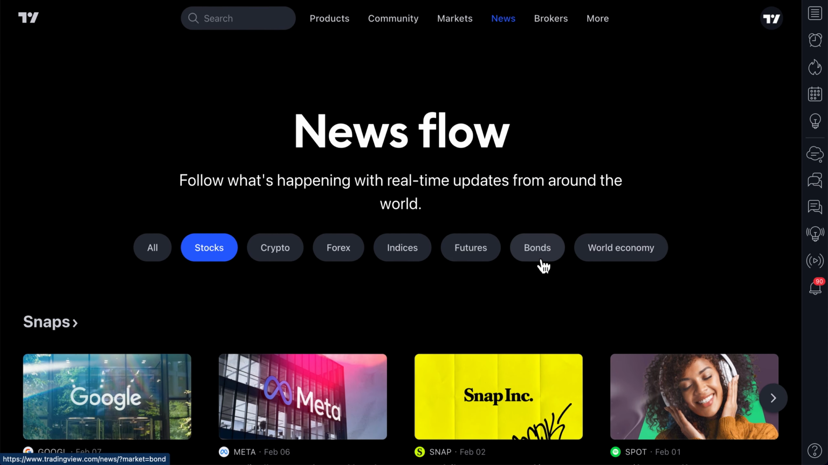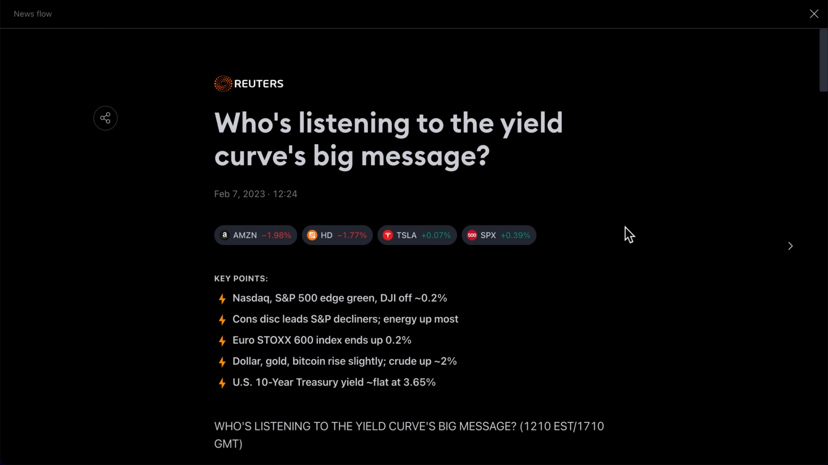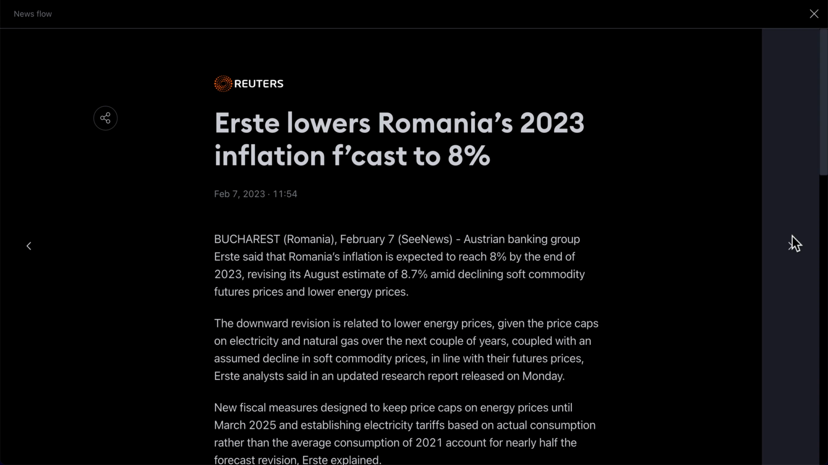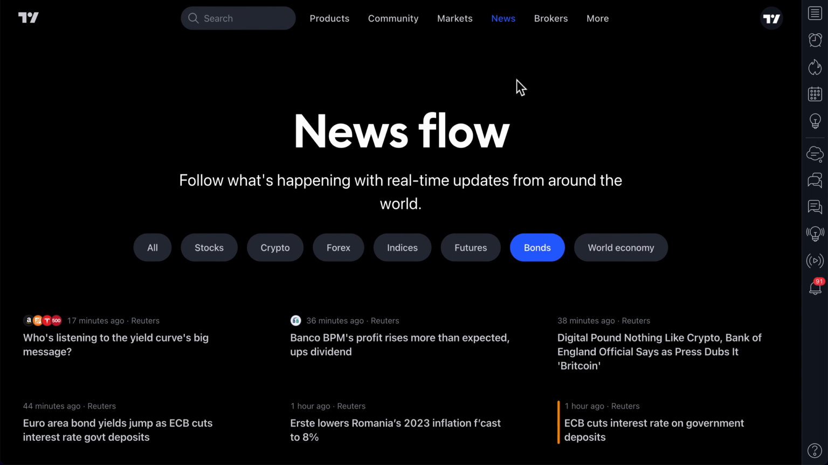So you could do the same thing for bonds. If you were a bond investor, go ahead and click bonds, open up the first article, and start reading every article that is being shared with you right here on your TradingView news flow page.